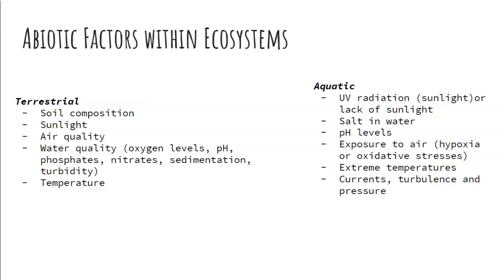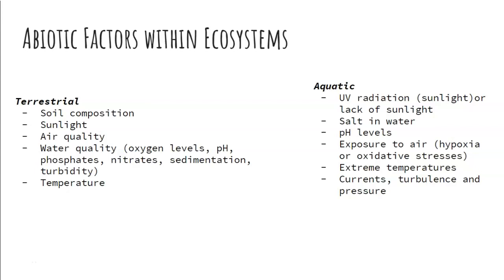pH levels, for example, are also going to have a huge effect. If you're dumping chemicals into the ocean, how does that affect what lives there? Exposure to air. You have to remember animals don't breathe the air outside of the water. There's oxygen in the water they have to breathe. What happens when that water becomes hypoxic, or hypoxia, meaning lack of oxygen, or has oxidative stresses on it, meaning it can no longer produce oxygen for those animals? What happens then? You also have extreme temperatures.